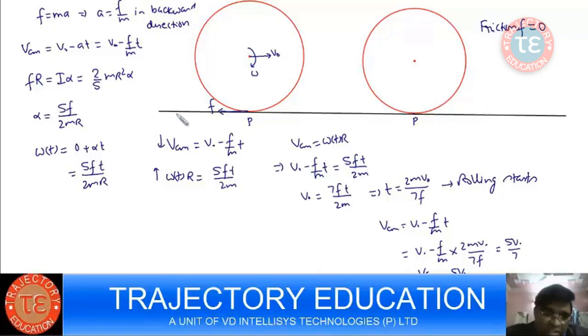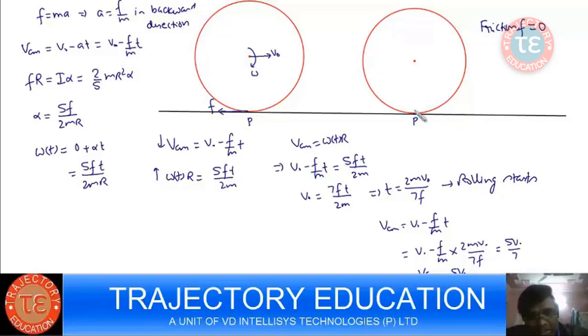So it means that we need this friction to begin rolling. If there is no friction, the rolling won't begin. The body will continue to slip with VCM equal to V naught and omega equal to 0. It's only because of friction that the body has started pure rolling. But it's also true that once it starts pure rolling, friction is not required to sustain rolling.